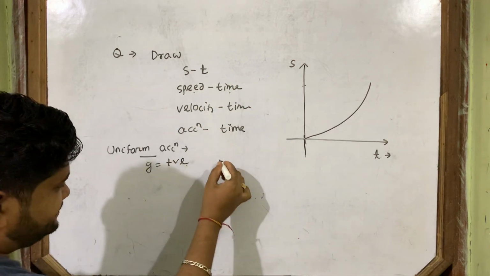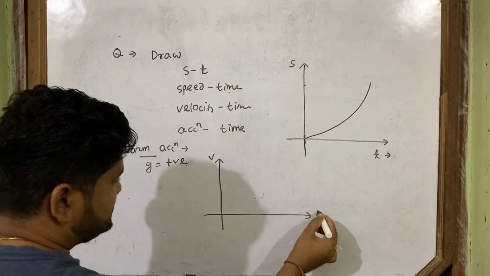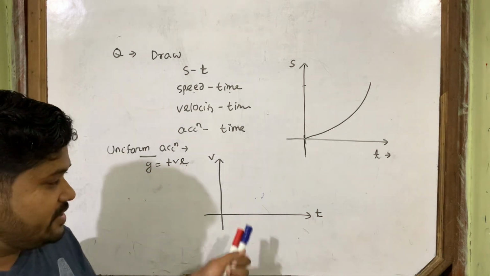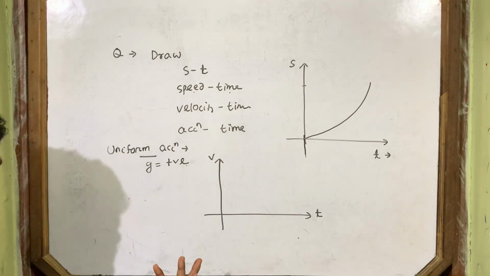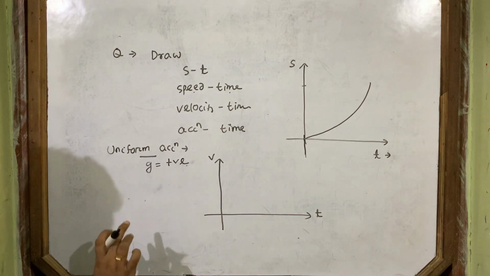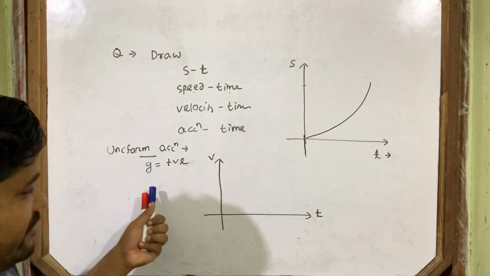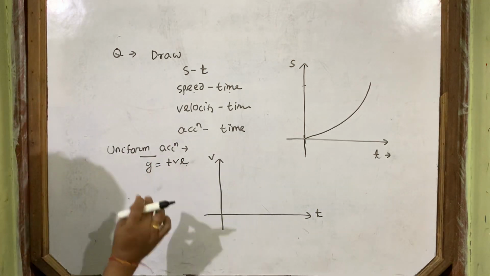Let's draw the speed time graph here. This is speed, this is time. Acceleration is constant. So here the slope is acceleration, so the slope is constant. This graph is for uniform positive acceleration. You can see the video going back. For uniform positive acceleration, what is the speed time graph? So here acceleration is positive.